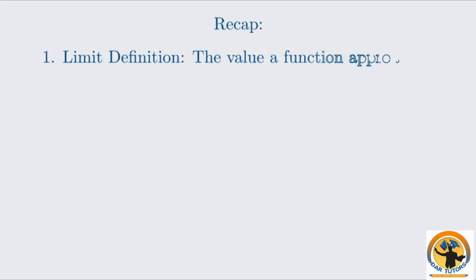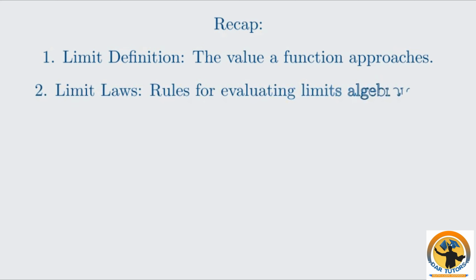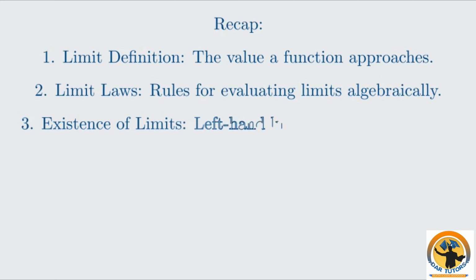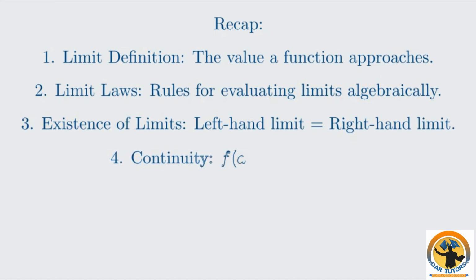Let's conclude with a quick recap of the key concepts we've covered. We started with the informal definition of a limit, which describes the value a function approaches as its input gets close to a certain point. We then learned the limit laws for sums, products, and quotients, which allow us to evaluate limits algebraically. We saw that a limit exists only if the left-hand and right-hand limits are equal. This led us to the concept of continuity, where a function is continuous at a point if it's defined there, the limit exists, and the two are equal.